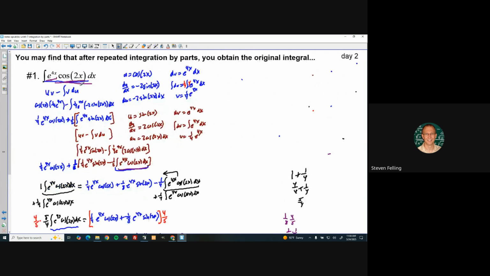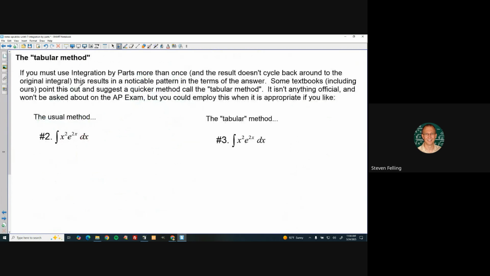So the tabular method is something that you can use when that happens, when you're going to have to do integration by parts at least twice. It's just a faster way to show the result. So you don't have to use it, but it is allowed even on the AP exam if you wish to do that. So most books do teach this.